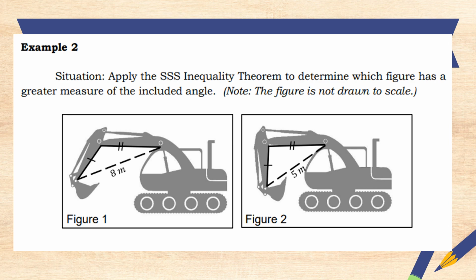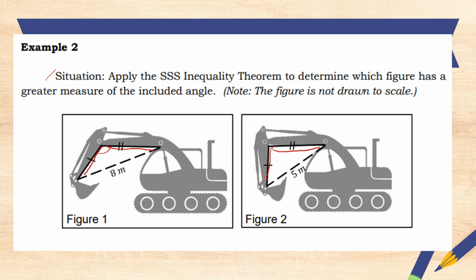Another example 2. Situation: apply the SSS inequality theorem to determine which figure has a greater measure of the included angle. Now, where is that included angle? Look closely at the given two figures. Since this side is congruent to this side, and another side is congruent to another side of the given triangle, their included angle is the angle between the given sides.